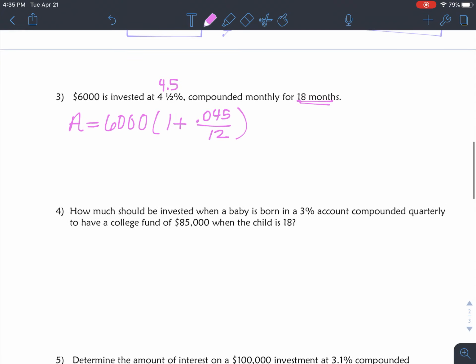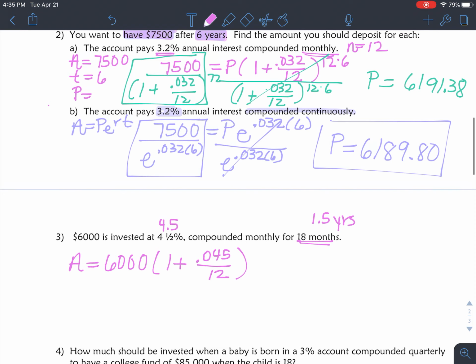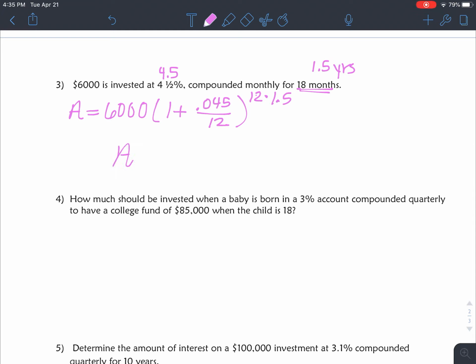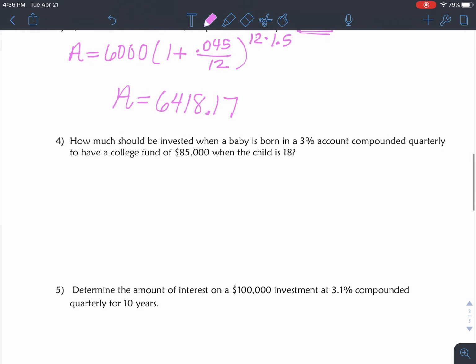Now it says for 18 months. Remember, your time has to be in years. 18 months is really 1.5 years. So raised to the n times t. So my rate times my n times my t, not rt, that was the last one, n times my t. Now, pause, plug that into your calculator, and you should get A to equal $6,418.17. Not too bad.